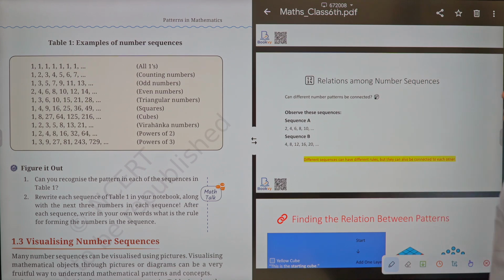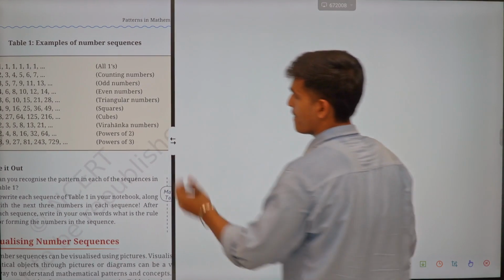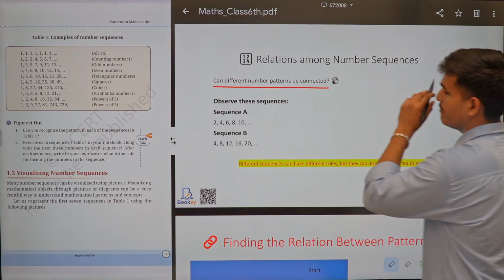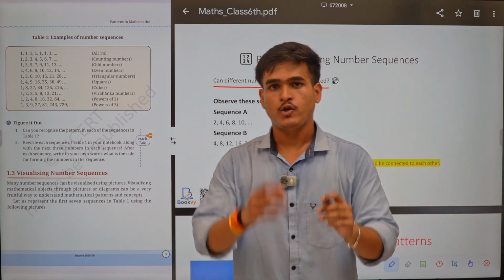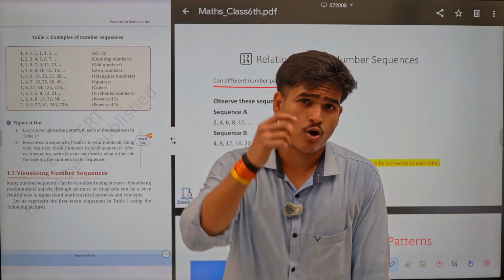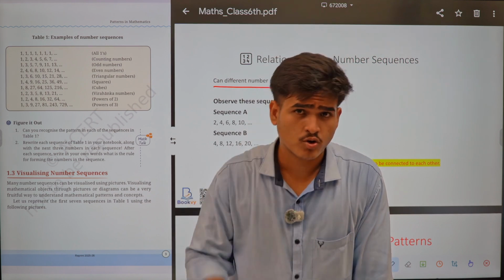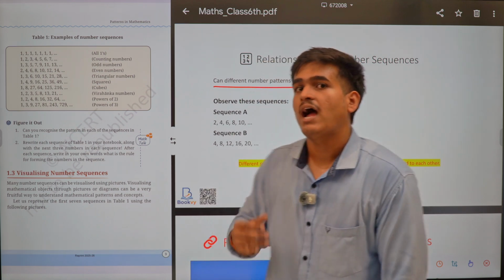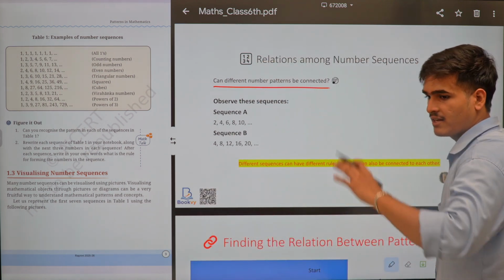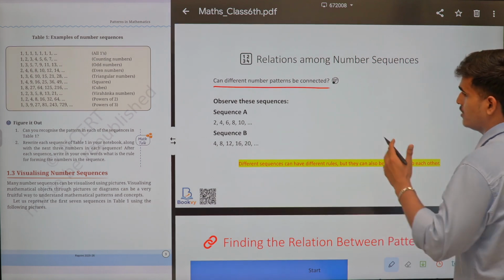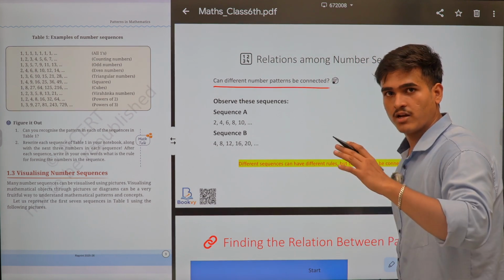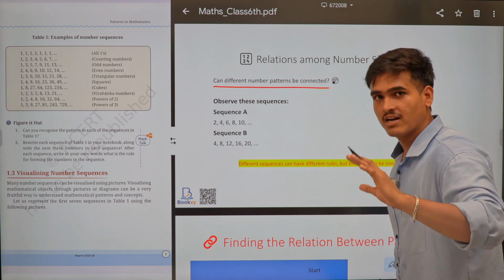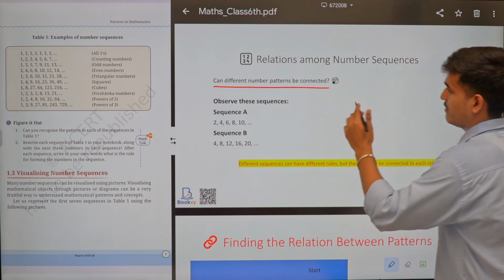In the relation among the patterns, can different number patterns be connected? Imagine you have an even number, but it is also a square number, also a prime number, also a whole number, right? Suppose I have taken a number, anything. For example, we have taken the table of 10, okay?